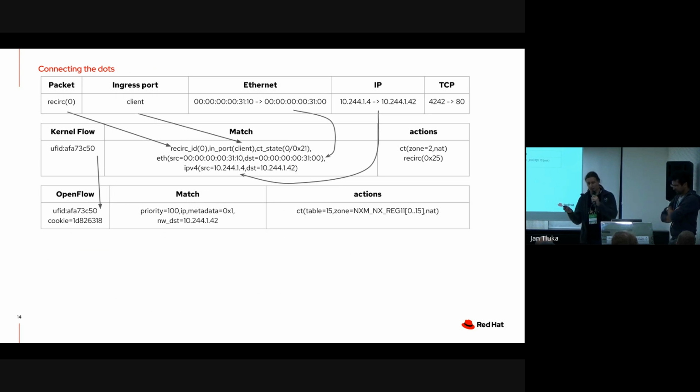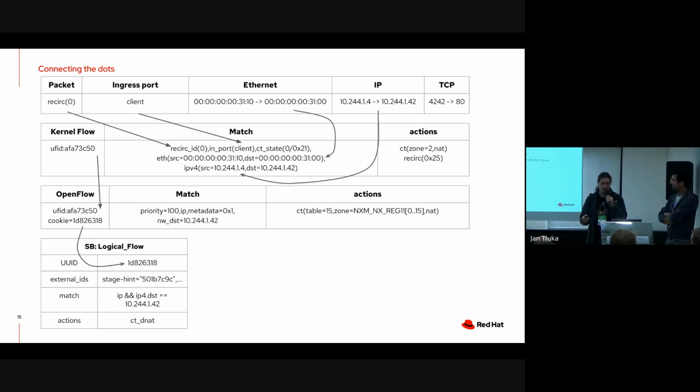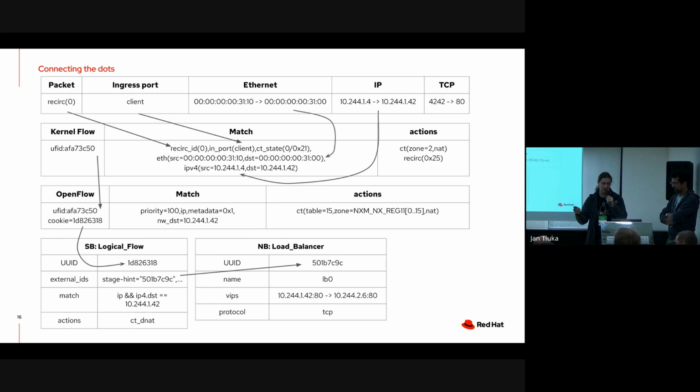From there, as was said, ovn-detrace does a good job, so you don't have to decipher it yourself. You can just pipe the output directly into it. But in case you want to go through that route, you can take a look at the OpenFlow rule, take a look at the cookie. You will find the corresponding cookie in the southbound database. In this case, it is the logical flow that we have mentioned. Here we have the stage hint, which maps to the northbound database. So that's basically it.